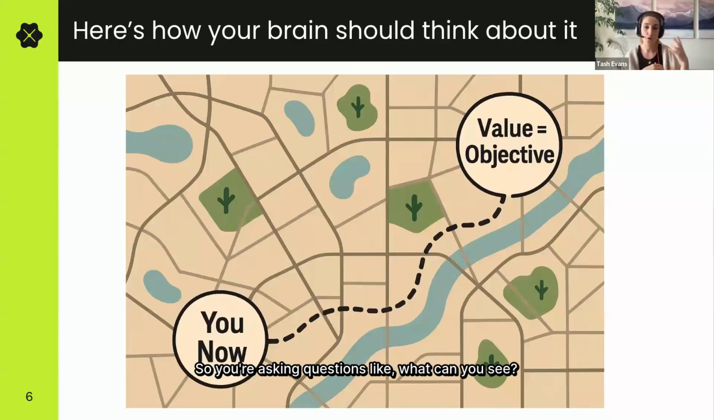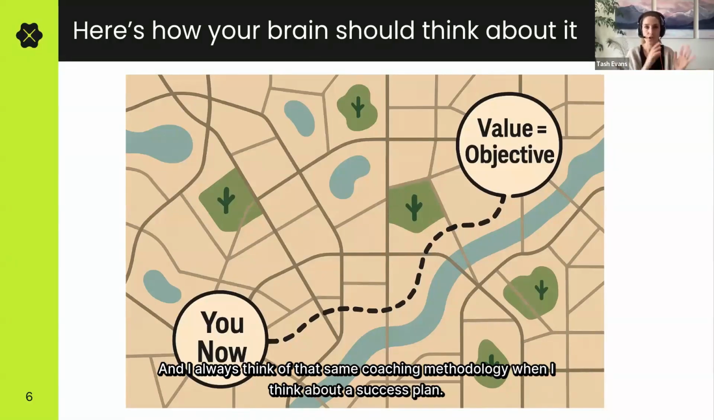So you're asking questions like, what can you see? What options do you have? Are there any obstacles? Is anything making you worried about that path? And I always think of that same coaching methodology when I think about a success plan.